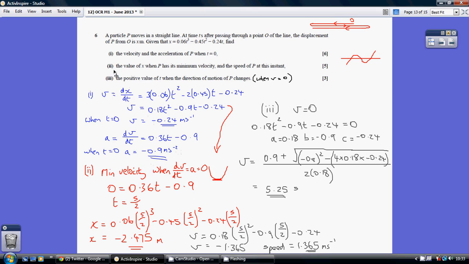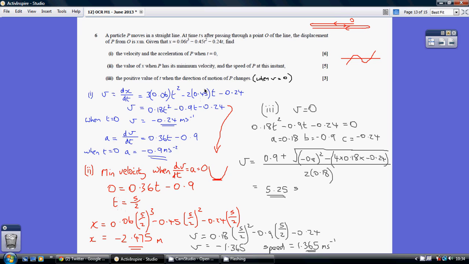Now, for part 2, we're asked the value of x when p has its minimum velocity and the speed of p at this instant. So let's just consider minimum velocity. Well, our velocity equation is a quadratic, and it's a positive t squared, so it's the smiley face one. So at minimum velocity, this is going to be when dv/dt equals 0. So in other words, when the acceleration equals 0, because dv/dt is acceleration. So we're trying to solve this when acceleration, so 0.36t minus 0.9 equals 0. So that allows us to work out that t is 5/2.